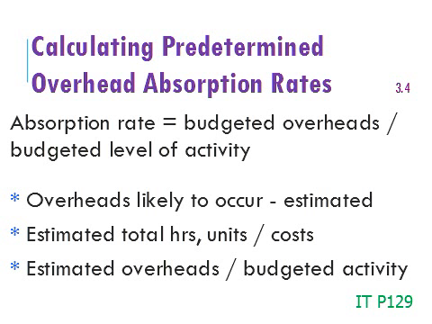The predetermined overhead absorption rate is calculated as follows. The overheads that are likely to occur are estimated. Then the total hours, units, or costs are estimated. And finally the estimated overheads are divided by the budgeted activity level to give us the absorption rate.